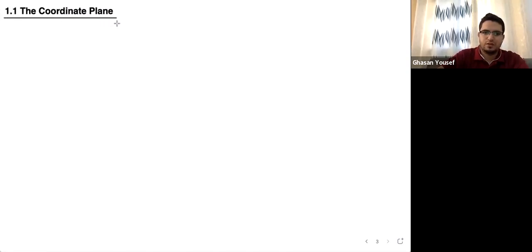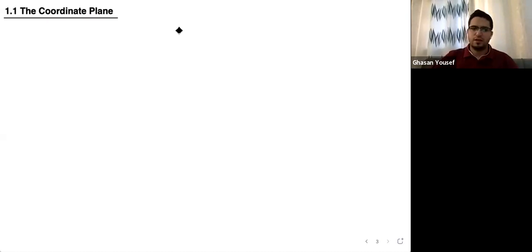So now let's go back to the previous section, 1.1, the coordinate plane. First of all, we have to know what coordinate plane means. Any idea for coordinate plane? What does that mean? Have you heard about this definition before?